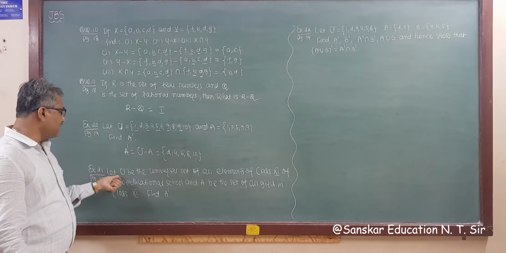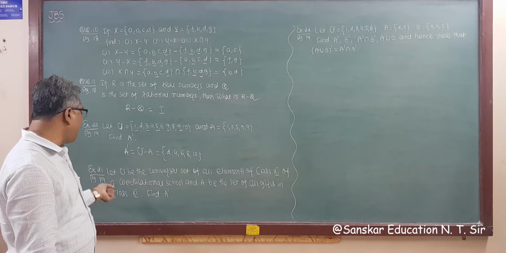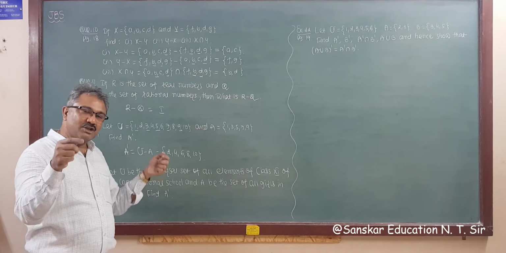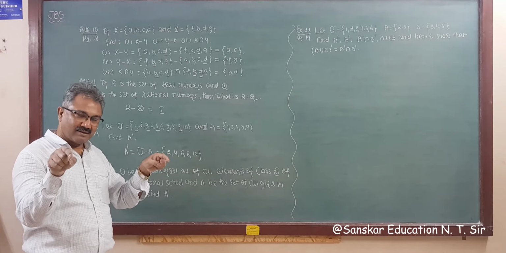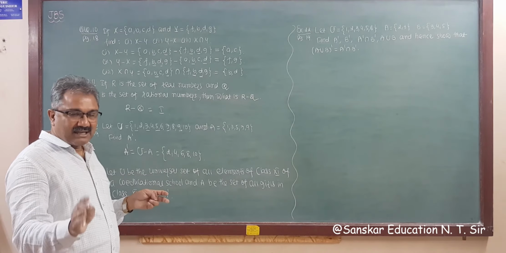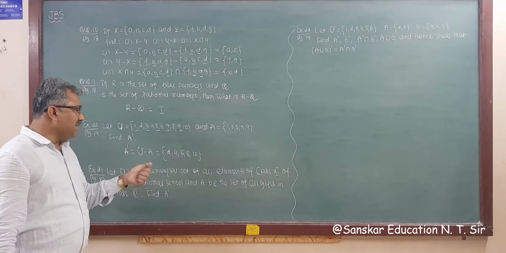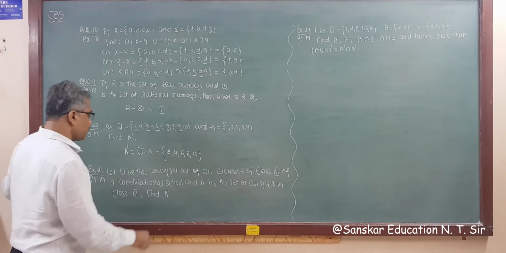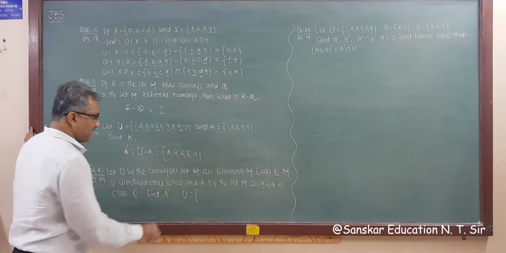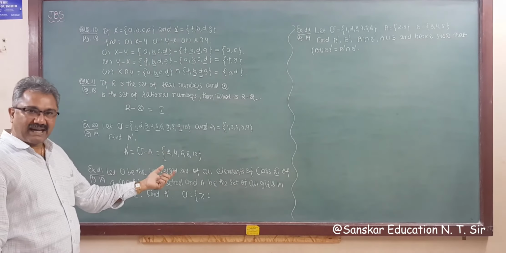Now given that let U be a universal set of all students of class 11 of a co-educational school. Co-educational school means boys and girls are together in a class, right? You are also in a co-education system because in a class boys and girls are together. Let A be the set of all girls, right? So U is equal to, what is given U? U is equal to {X, where X is students of class 11}.